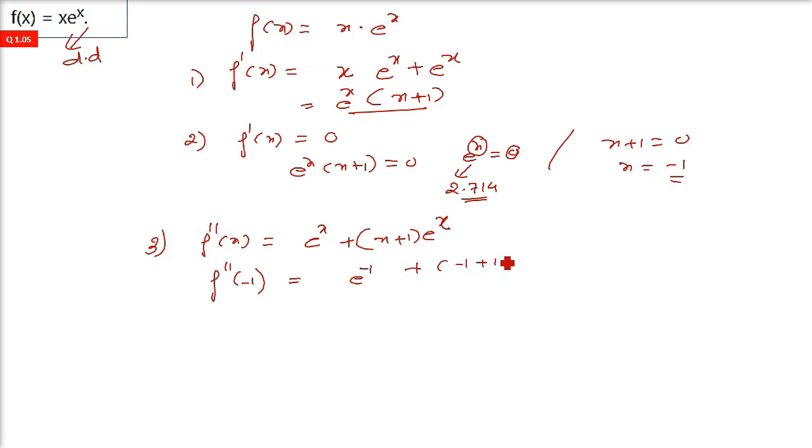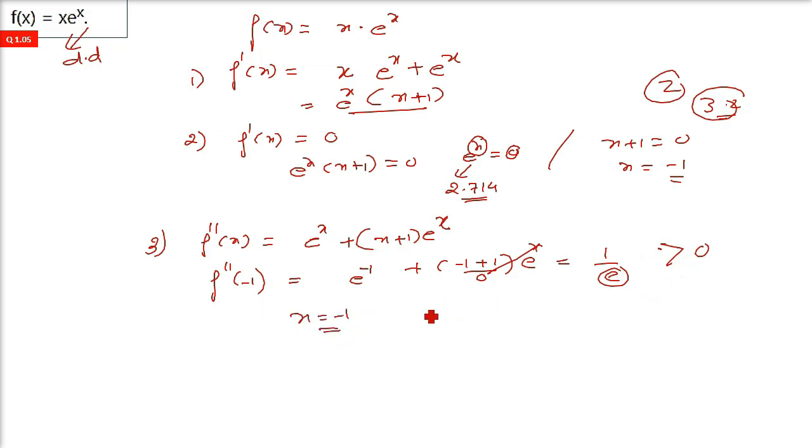We get e raised minus 1 times (x plus 1), and I am replacing x by negative 1. Negative 1 plus 1 is of course 0, so this one is eliminated. We get e raised minus 1, that is 1 by e. It is a constant. We are only interested in the sign, and this sign is positive, greater than 0. When you have greater than 0, that indicates that x equals minus 1 is the point of local minimum. Greater than 0, minimum. Less than 0, maximum. It's inverted in this case.